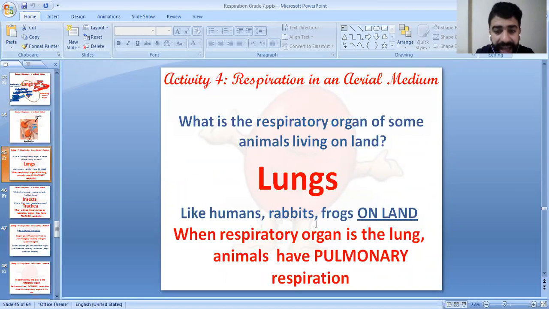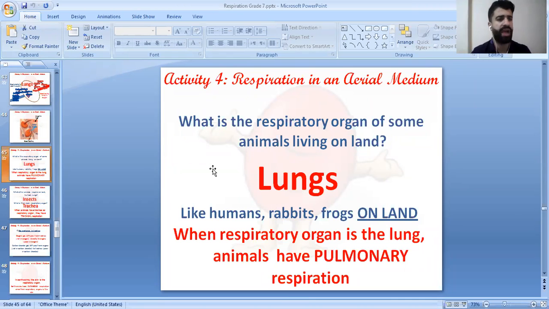So frogs on land use lungs for respiration. On land, they have a type of respiration called pulmonary respiration, while in water, we will see later on. I'm talking about frogs in specific. So animals living on land have lungs as a respiratory organ. We call them animals having pulmonary respiration.